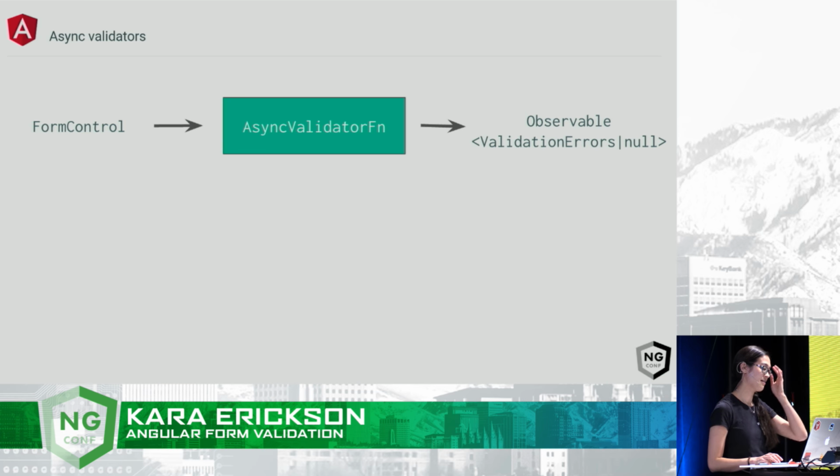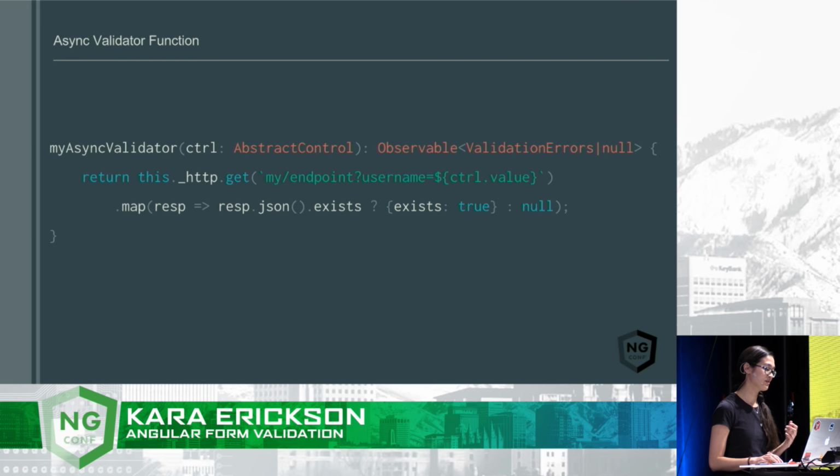So in some cases you have server-side validation, or you need to check some value on the server. And for that, we have async validator functions. These are also just functions, so they take a form control instance, and instead of returning a validation result, they'll return an observable or a promise that will emit validation errors or null. So the classic example of this is a validator that's going to check whether a given username exists on the server. So here we just have an HTTP GET request that goes to some endpoint, and then we map the result into the correct format, which is errors or null.